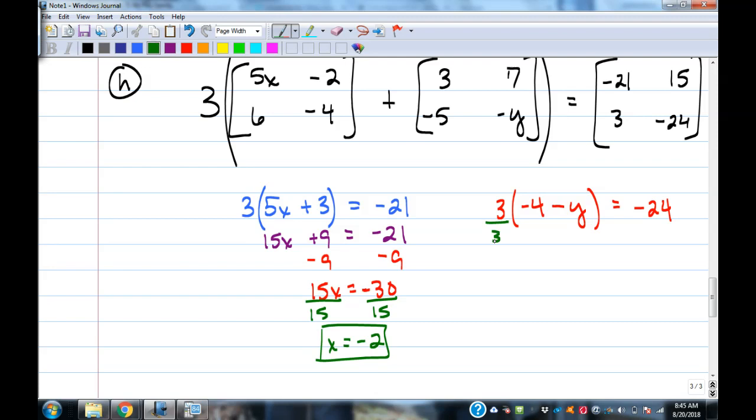Yeah. I divide by 3 there. I don't have to distribute and then end up dividing by 3 at the end. Because it's multiplying to everything, I can do that. Next step, add 4. And y is positive 4.